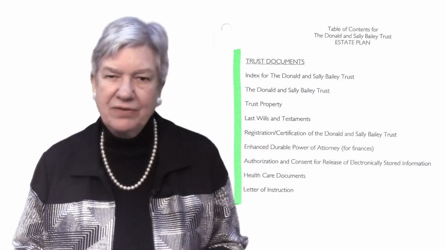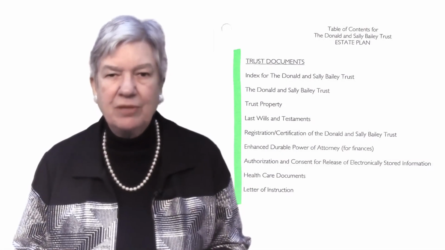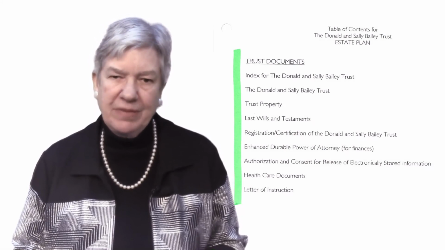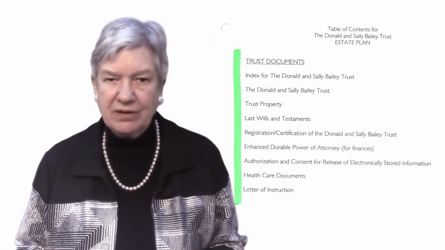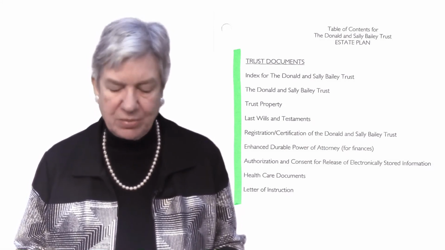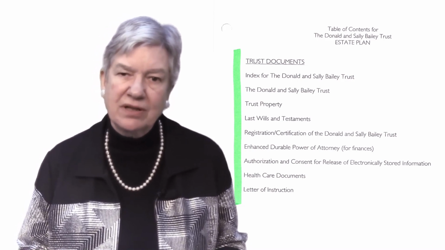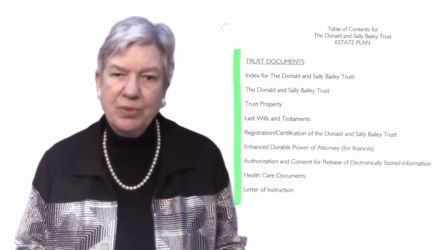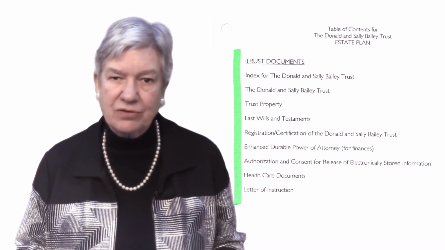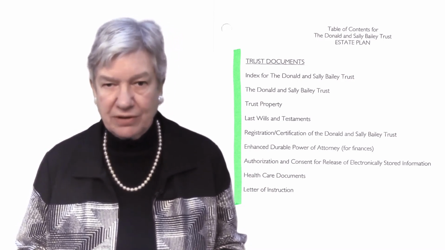When you come to our office, there'll be a packet of papers in front of you, and they'll be highlighted with green. The green parts are the parts you care about. So the very first page is the table of contents. It just describes those documents that are in your trust notebook. The primary documents you're concerned about: your trust, your will, the deeds, powers of attorney, those kinds of things.